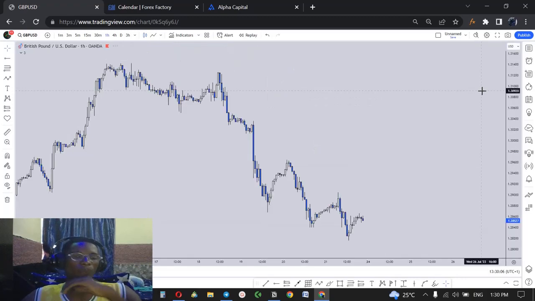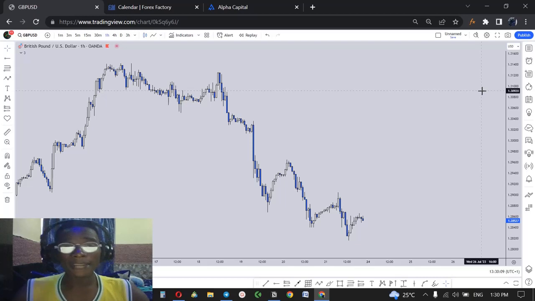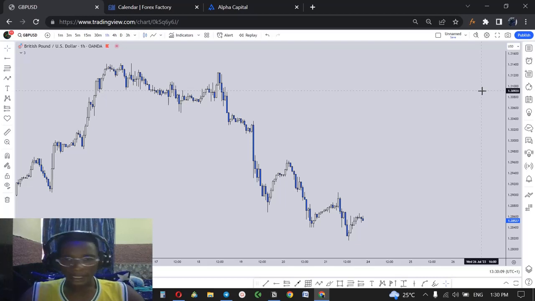So real quick, let's move to GBP/USD. Let me quickly share with us guys what I'm currently looking at on GBP/USD. Like we all know, those two pairs correlate, right? EUR/USD, GBP/USD, they correlate. But there are times that they don't correlate. There are times that EUR/USD will be on buy, GBP/USD will be on sell.